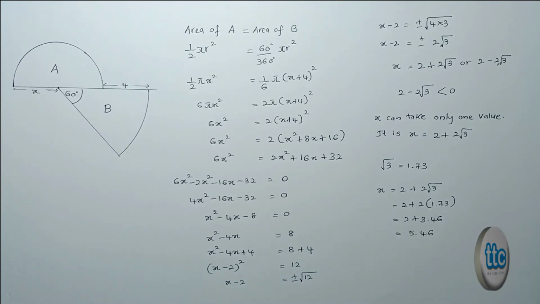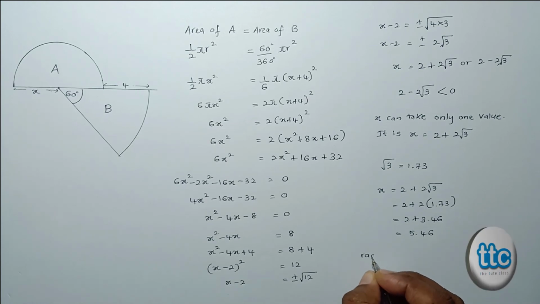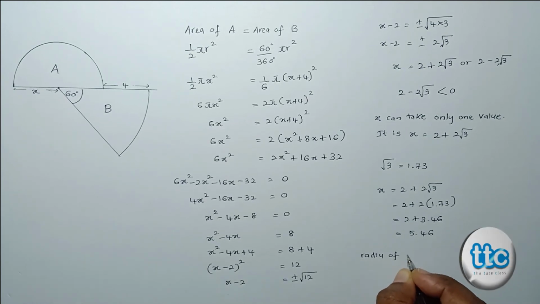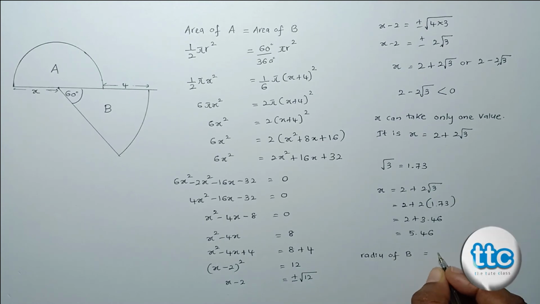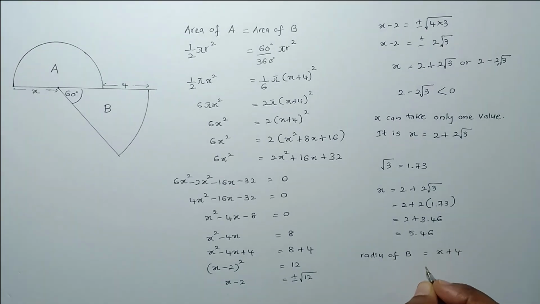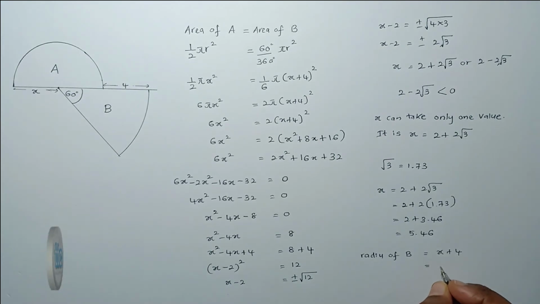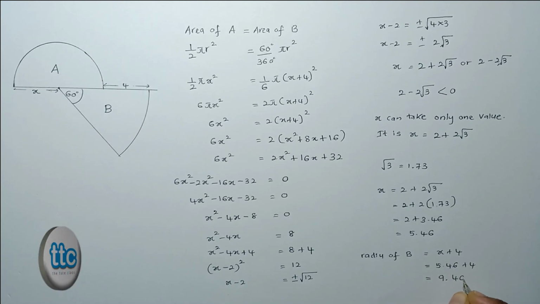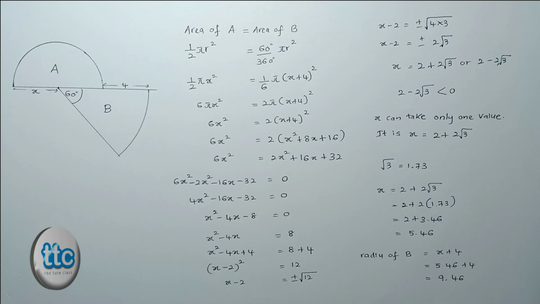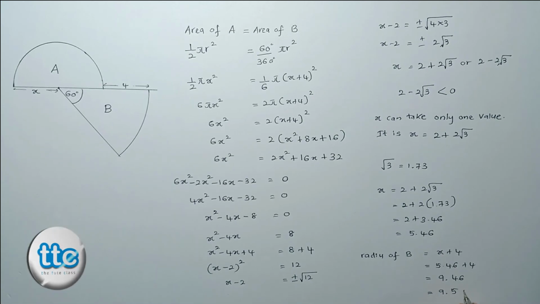What is the radius of sector B? That is x plus 4 units. Radius of B equals x plus 4 units. Therefore it equals 5.46 plus 4. The answer is 9.46. The question says it is to the first decimal place. Therefore 9.5 units is the answer. This is the end of the question.